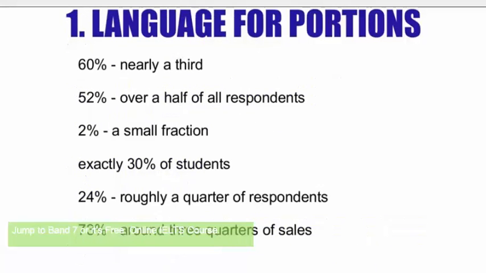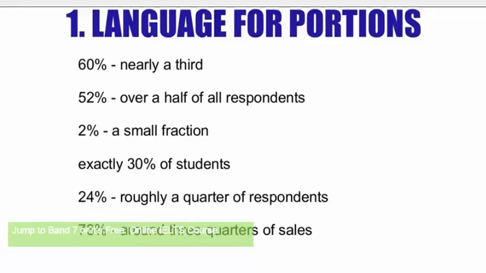So the language for portions. I'm going to give you a variety because you cannot always use the numbers, because it gets boring and you've got to show a range of vocabulary to pick up points for lexical resource. So if it's 60%, you can say nearly a third. Nearly a third. If it's 52%, you can say over a half. Over a half of all respondents, or over half of all respondents replied yes, or over half of all the respondents were from Scotland.